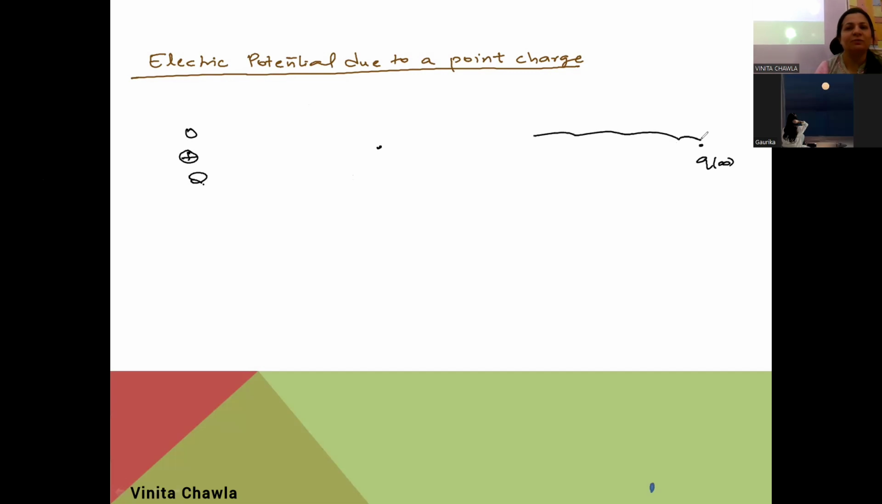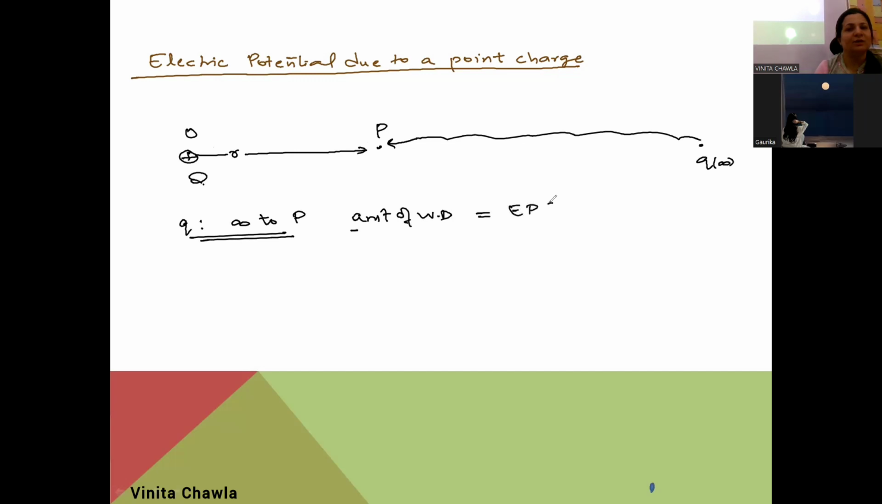And now we are moving this charge from infinity to some point P in the electrostatic field of given charge. And this point P is at a distance R from the source charge. Okay? We are moving this small charge from infinity to point P. So the amount of work done is equal to electrostatic potential energy. And when we divide this by the amount of charge which we are moving, we get electrostatic potential. So what we have to find is work done. We have to find work done to get this value. Yes?